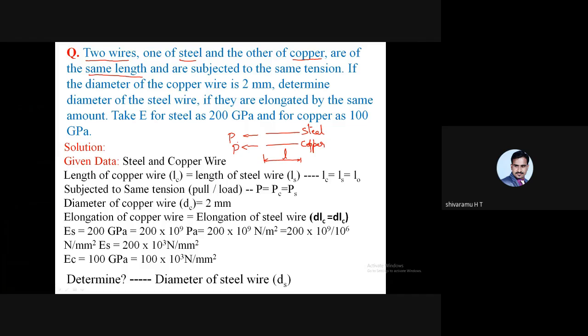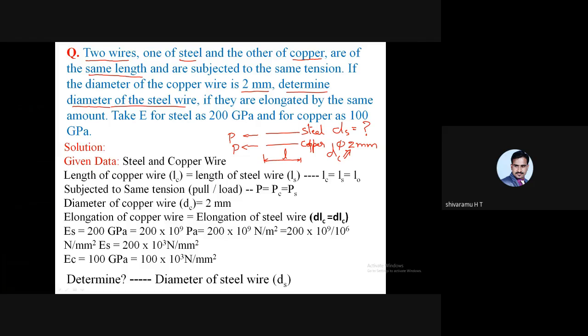And if the diameter of the copper wire is 2 millimeter, determine the diameter of the steel wire. So here the diameter of the steel wire is asked to determine. The diameter of the copper is 2 millimeter, but the unknown parameter is the diameter of the steel wire.